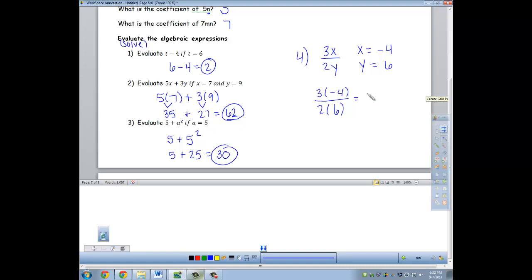You should remember it from last year. We will do some review with that. So I'm going to put 2 asterisks next unit. The 3 times negative 4 is negative 12. If the signs are different, it's negative. Over 2 times 6 is 12. Multiply. Then we have negative 12 over 12, which means negative 12 divided by 12, which is going to be negative 1.